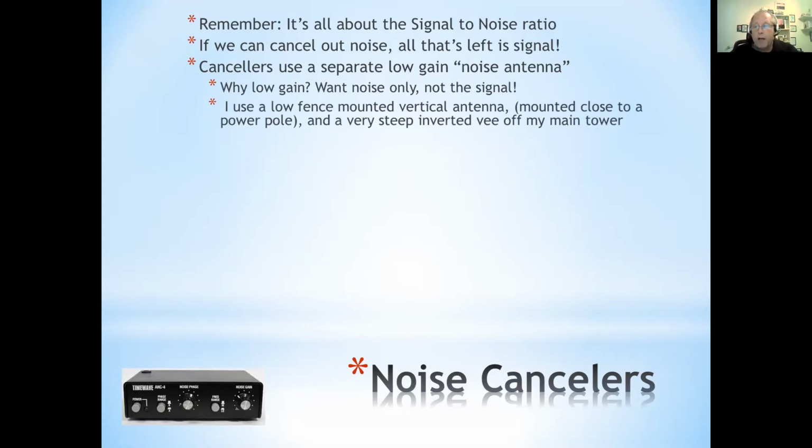I use a couple of different antennas. I've got a lot of problems with power line noise, so I use a very low fence-mounted vertical antenna with no radials. It's located probably 15 feet away from my power pole that comes into my house. And I've also got a very steep inverted V. It's kind of an NVIS antenna. That used to be an old 40-meter antenna that I had.